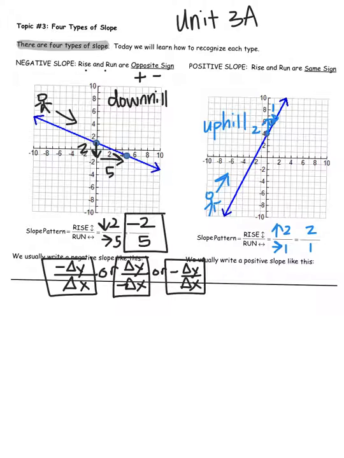So if you notice, both of our symbols, both our rise and our run, have the same symbols, positive and positive. And positive slopes always have the same sign. That can actually mean both positive or both negative. We usually write a positive slope like this, plain old change in y over change in x. They both have the same sign.